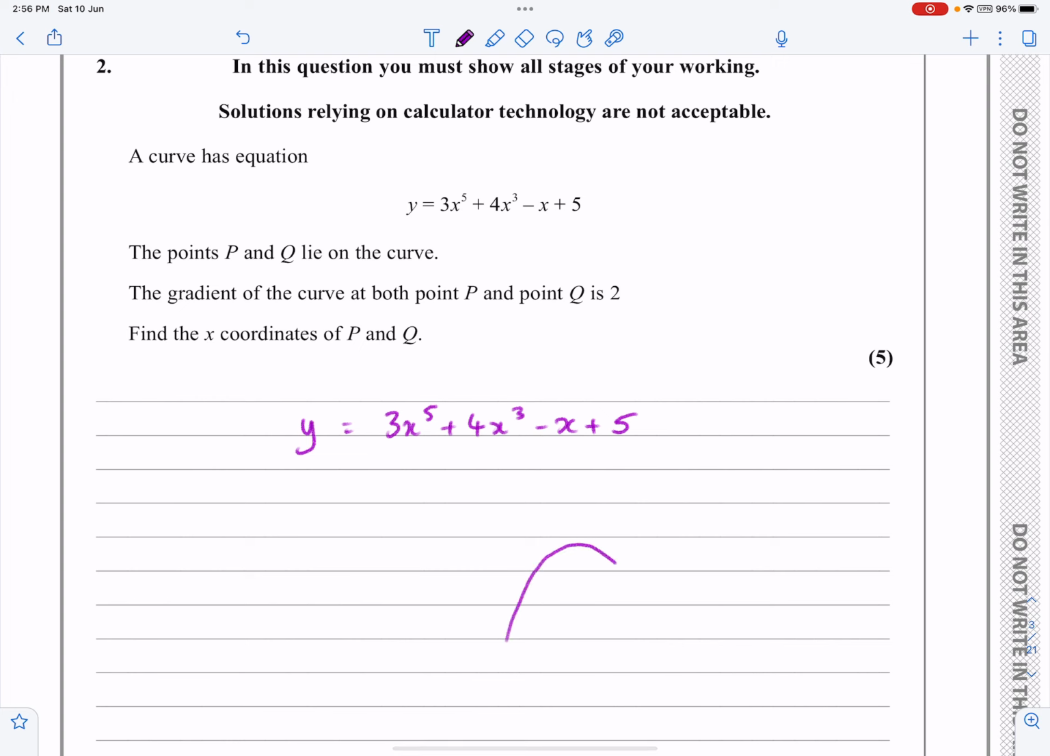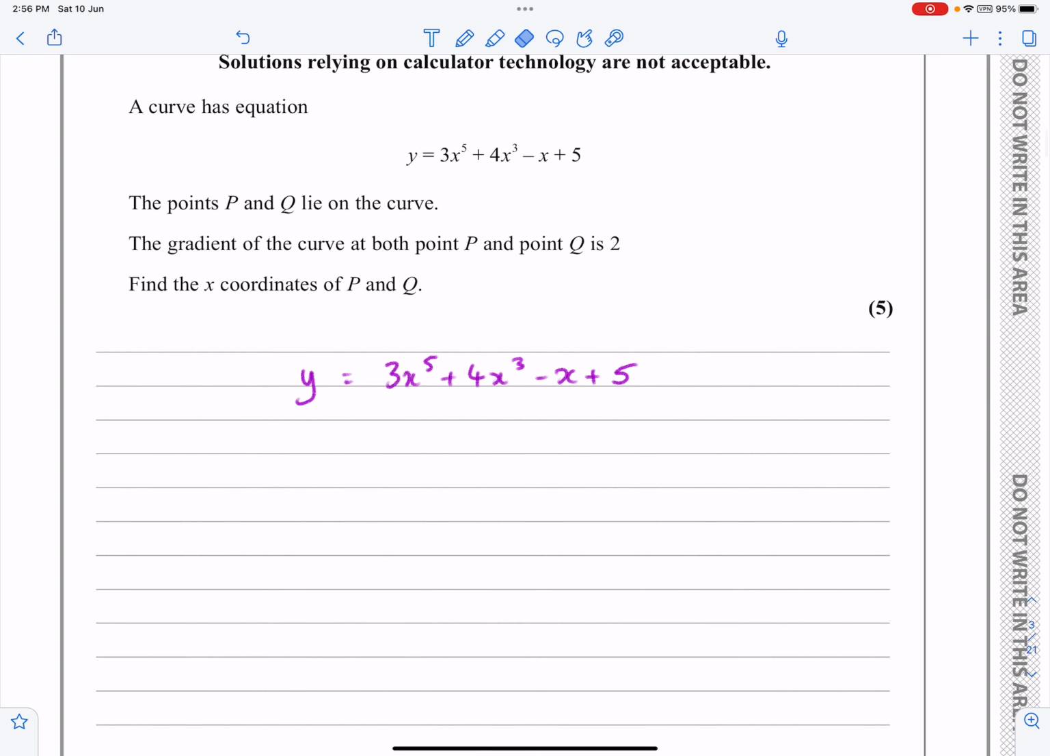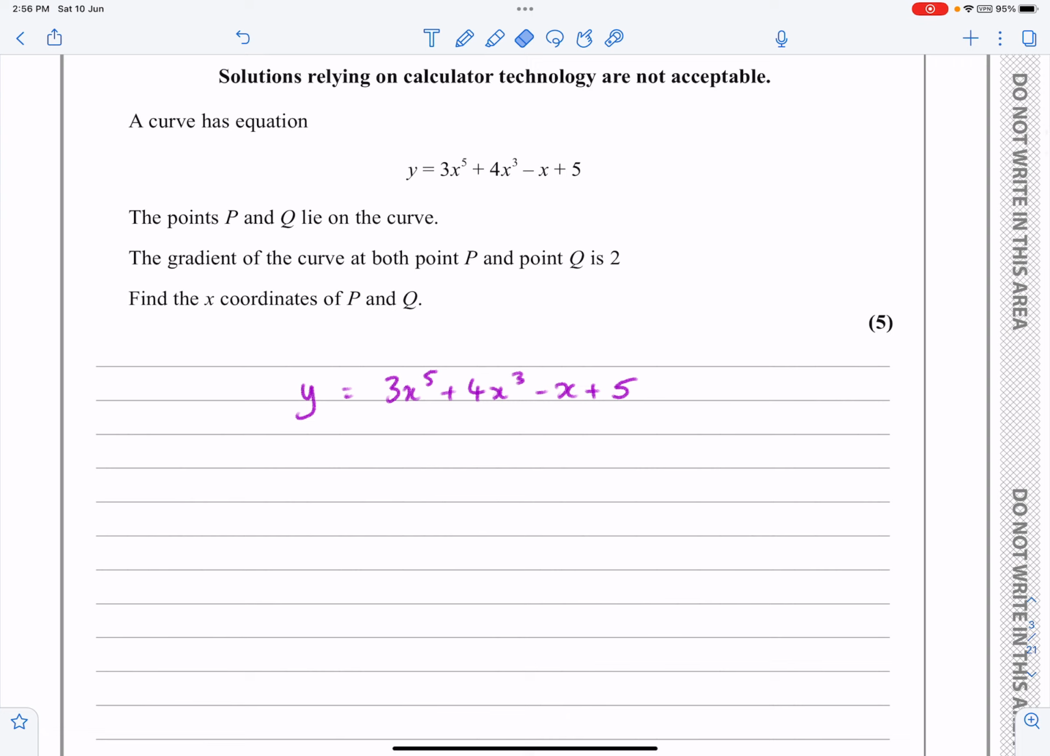Yeah, that's quite possible, isn't it? We could have a situation, something like that, where you've got a gradient equals 2 there and then another gradient equals 2 there. So that's no problem to me. I'm going to have 2 points where the gradient is equal to 2. Find the x coordinates. All right, so first of all, we only need to find the x coordinates, so it shouldn't take me too long to do it.